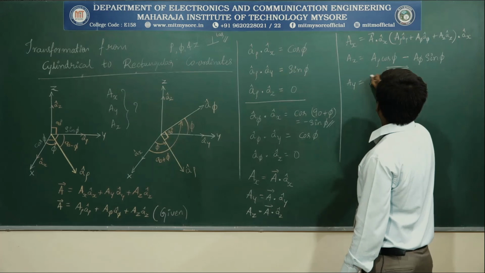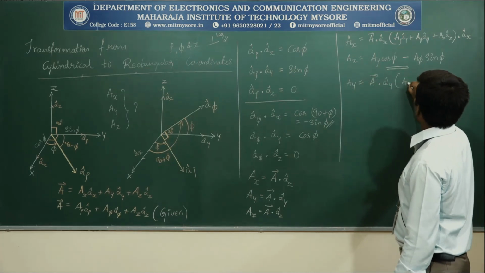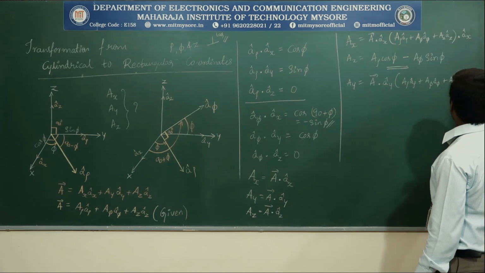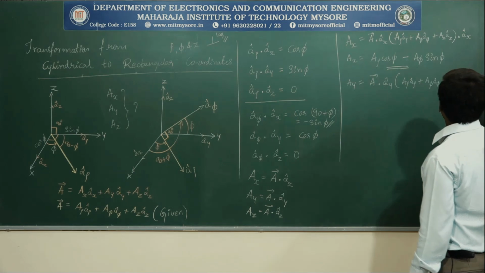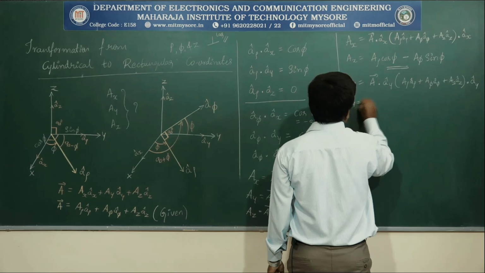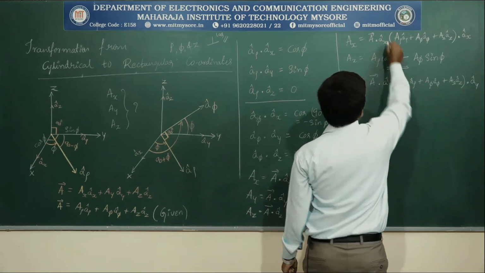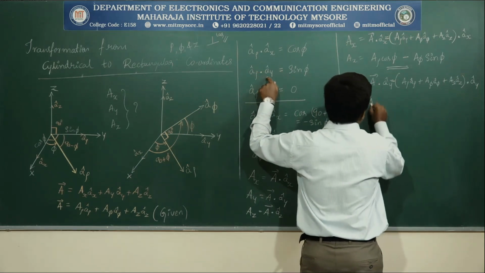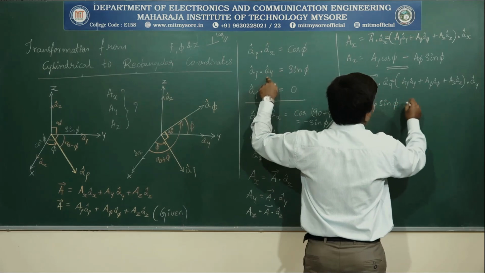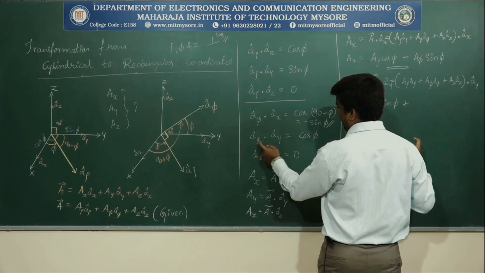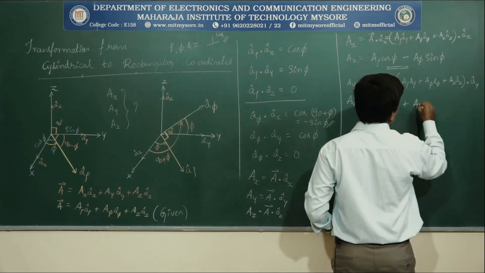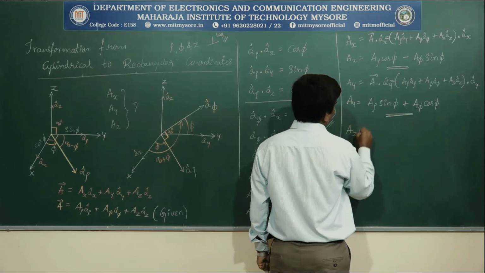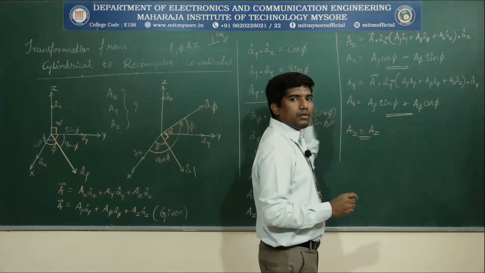Then Ay is equal to vector A dot a cap y. Again, A rho a cap rho plus A phi a cap phi plus Az a cap z, dot a cap y. So do the dot product between these two. A cap rho dot a cap y is sin phi, so A rho into sin phi, plus A phi and a cap y. A cap phi dot a cap y is equal to cos phi. Therefore, A phi into cos phi. Y and z are perpendicular, so 0. So this is the Ay component. Similarly, the Az component is equal to Az. There is no change here. You can refer to the previous derivation.